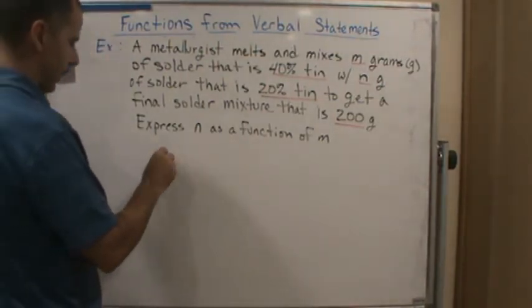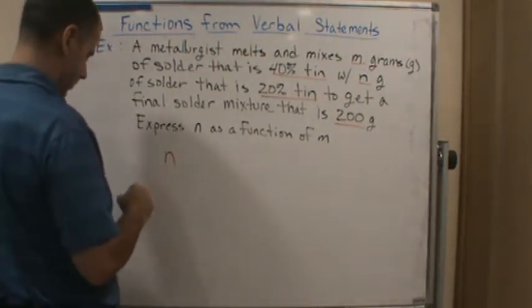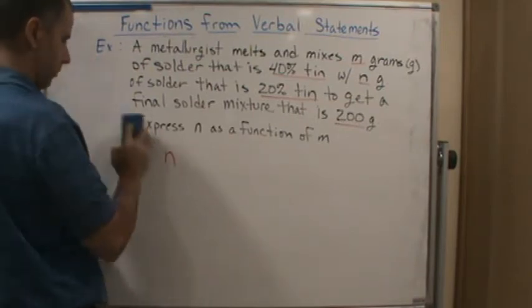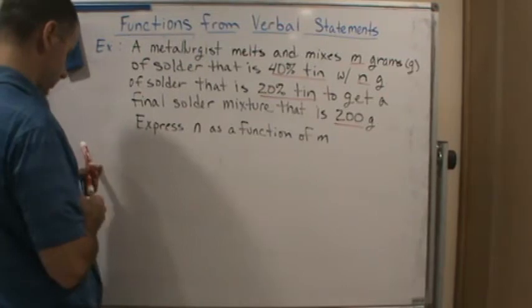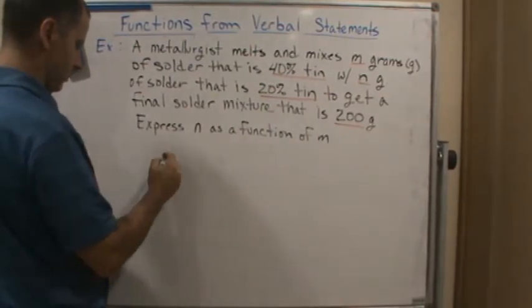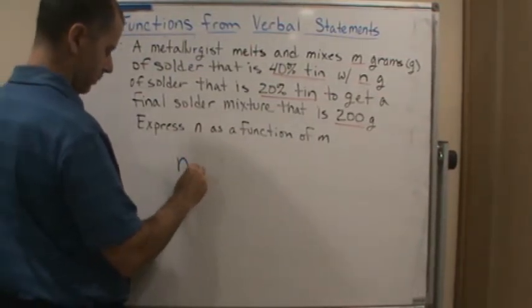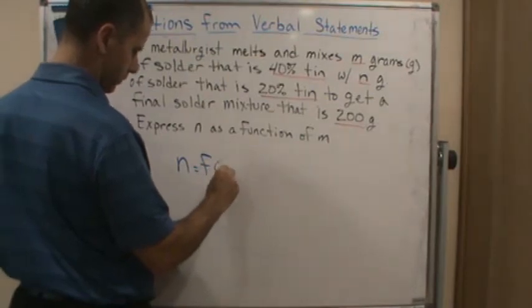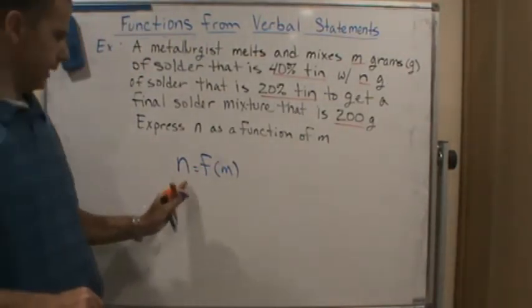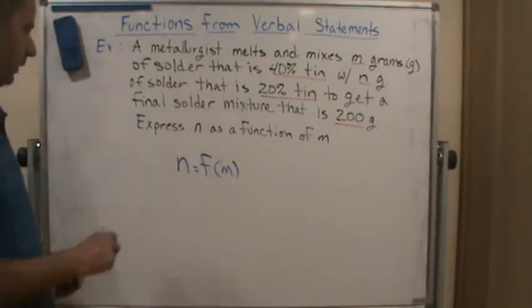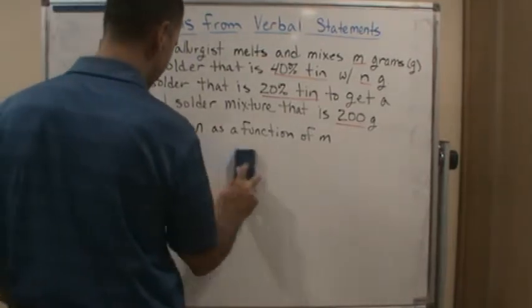So we want to write n as a function of m. So we want to get n equal to the rest of it. Okay, so first of all, we need to set it up.